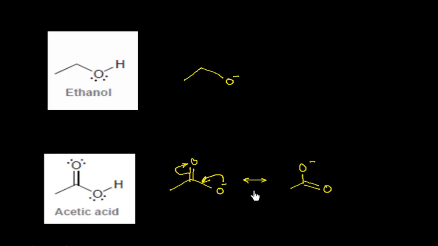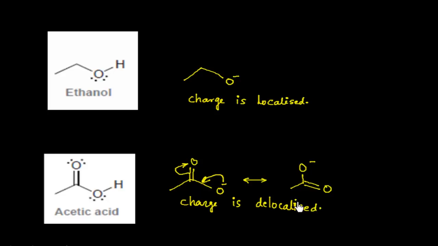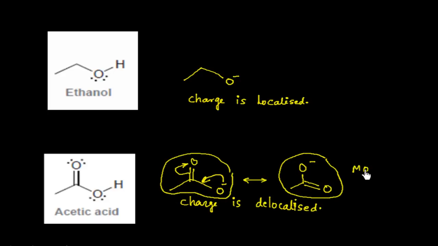This means this charge is delocalized, on this oxygen as well as on this oxygen. So the corresponding conjugate base is more stable because the charge is delocalized, but in this case the charge is localized, so this is less stable. And in this case we have charge that is delocalized. So if the charge is delocalized, I can say the corresponding conjugate base is more stable. These two negatively charged species, this one and this one, are both resonating structures. These are more stable. So the corresponding acid is a stronger acid.